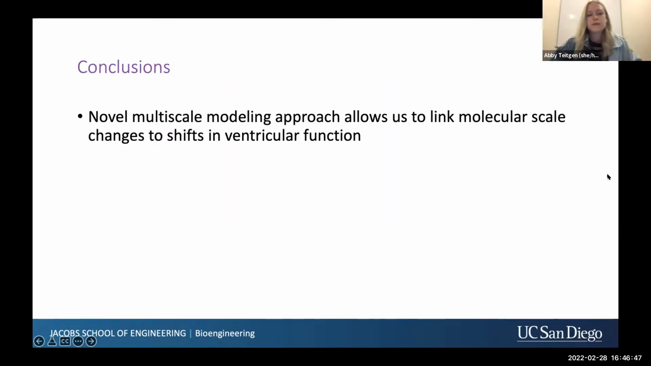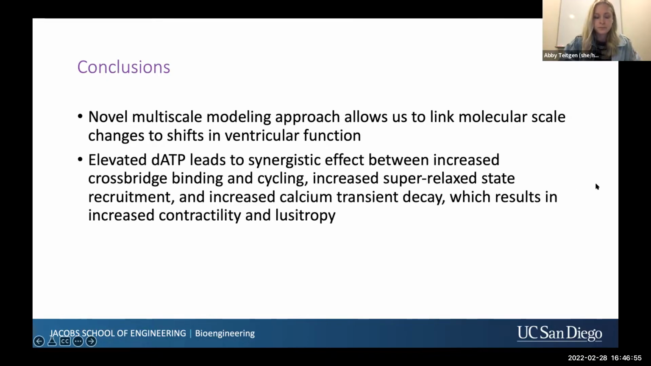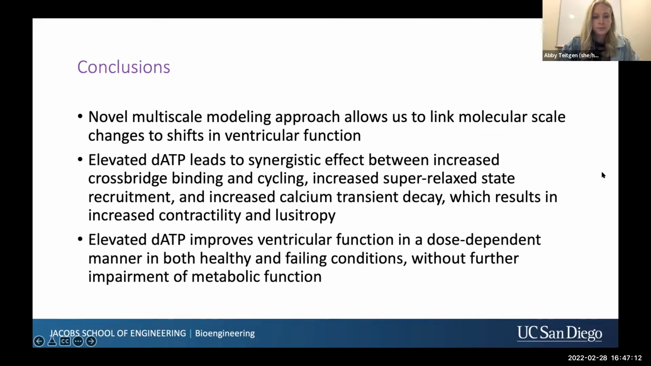So in conclusion, we have developed this novel multi-scale modeling approach, which allows us to link molecular scale changes to shifts in ventricular function. Our model predictions indicate that elevated dATP leads to a synergistic effect between increased cross-bridge binding and cycling, increased superrelaxed state recruitment, and increased calcium transient decay, which results in increased contractility and lusitropy. We also saw that elevated dATP improves ventricular function in a dose-dependent manner in both healthy and failing conditions without further impairment of metabolic function.